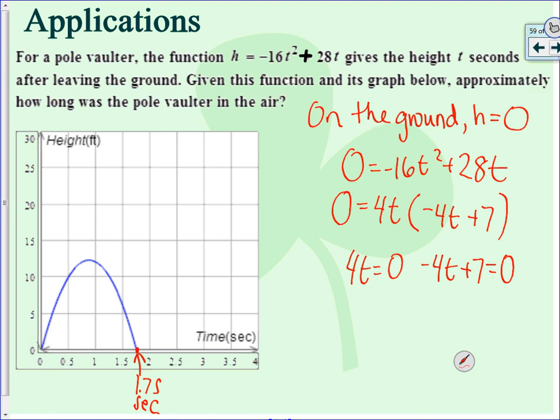And for the first one, 4t equals 0, so what must t be? 0. And then this one, I get negative 4t equals negative 7, and t is going to be 7/4.